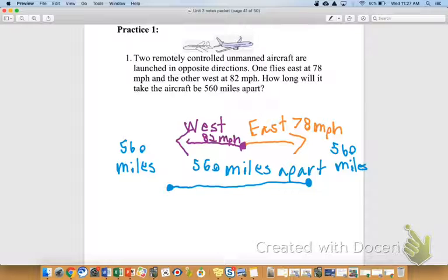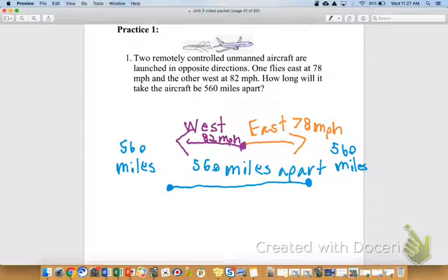Well, okay. This is where there's some potential confusion. So the eastern plane is going 78 miles per hour, and the west is going 82. So I'm assuming you came up with 160 by going 82 plus 78. Yeah, and then x, because you don't know how much. I just said 160x equals 560. Yeah, so you're adding their rates, right?